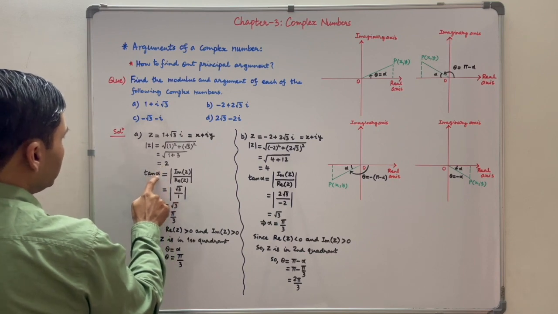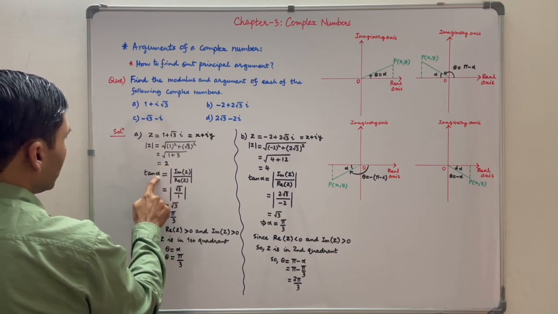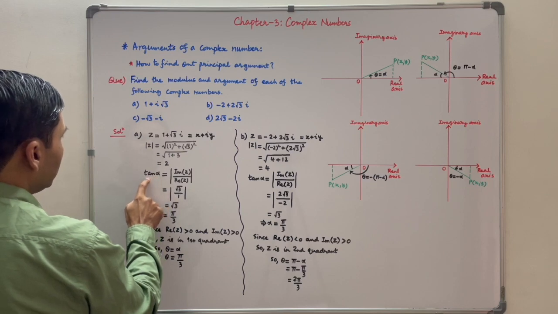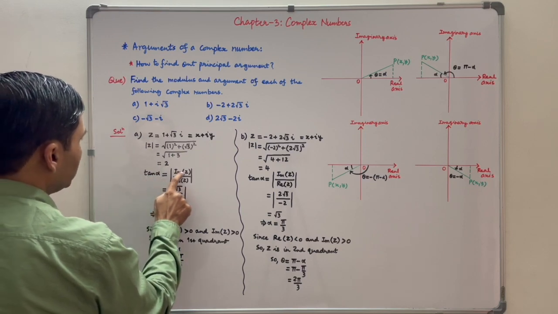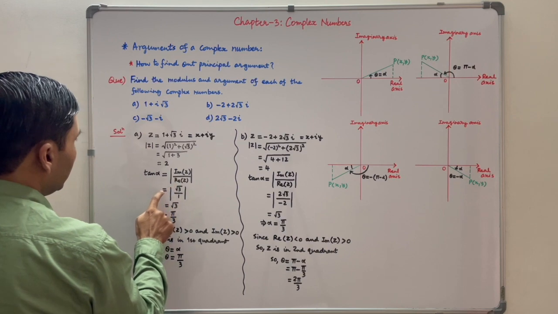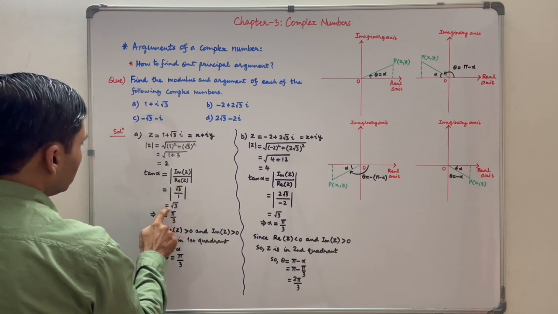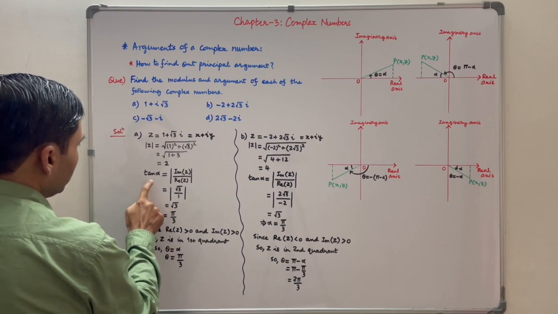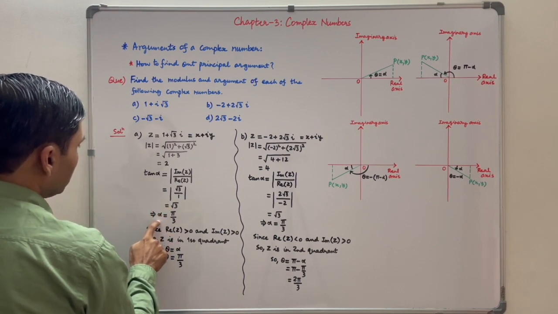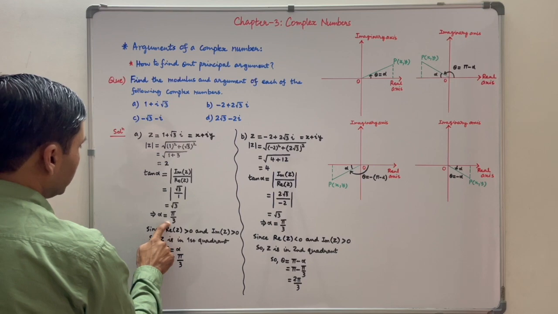To calculate the principal argument, first step is to calculate alpha such that tan alpha is equal to mod imaginary z upon real z, and that is equal to mod root 3 upon 1. So that is equal to root 3. Tan alpha is equal to root 3. So alpha is equal to 60 degrees or pi by 3.